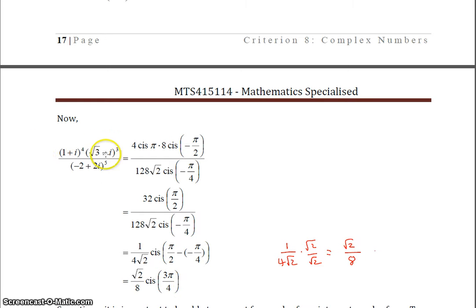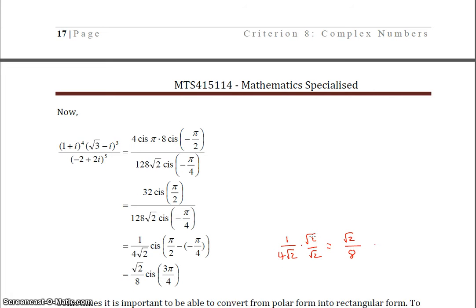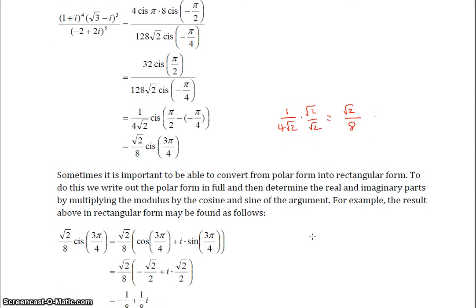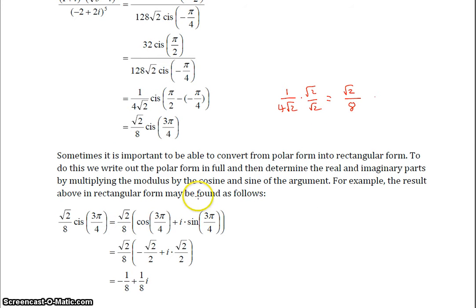Now you'll notice the question's given in rectangular form, so it's a good idea then to give your answer, unless it's stated that it doesn't matter, put your answer back in rectangular form. And so how we change polar form back to rectangular form is that we need to write out in full, okay, our polar form. So root 2 over 8 cis 3 pi on 4 in full is root 2 over 8 times cos 3 pi on 4 plus i sine 3 pi on 4.